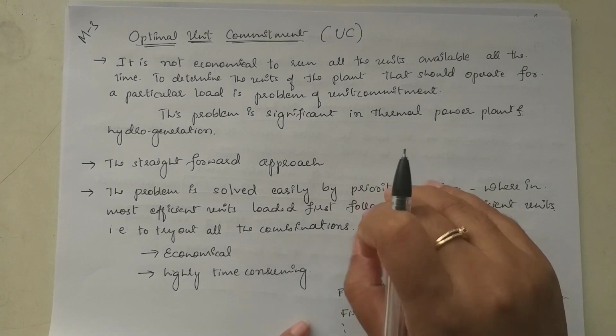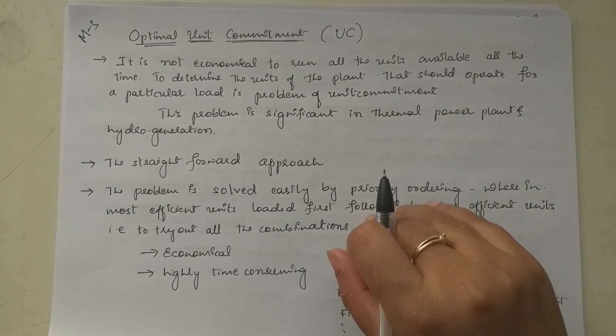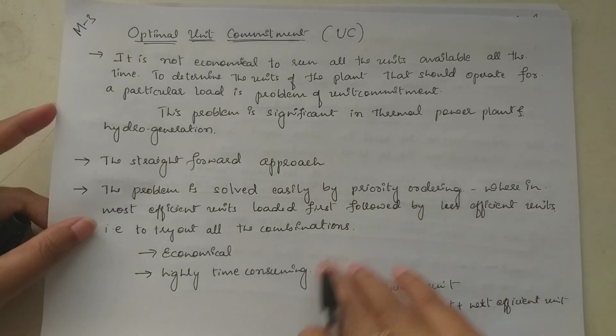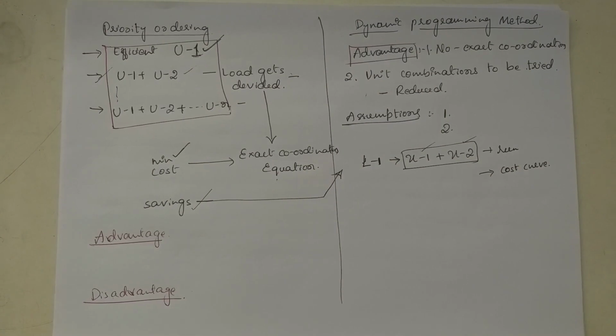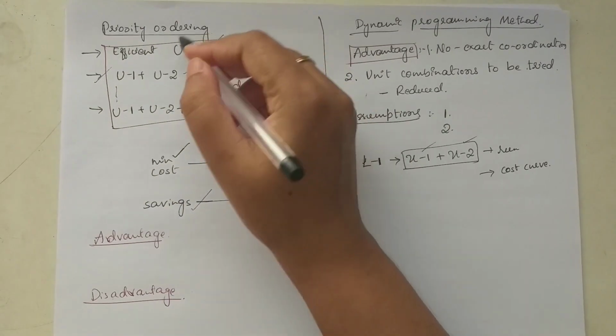Priority ordering is a straightforward approach, using which the problem can be solved easily. Here, the most efficient units are loaded first, followed by less efficient units, that is, trying out all the combinations. We'll see the procedure and how it goes.